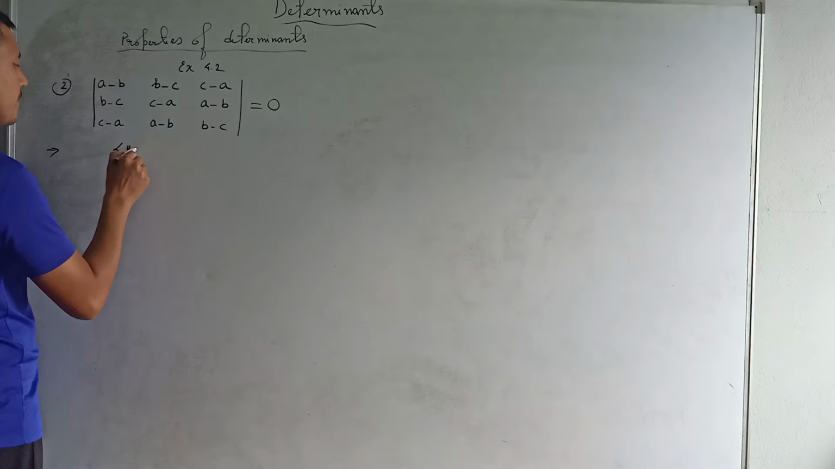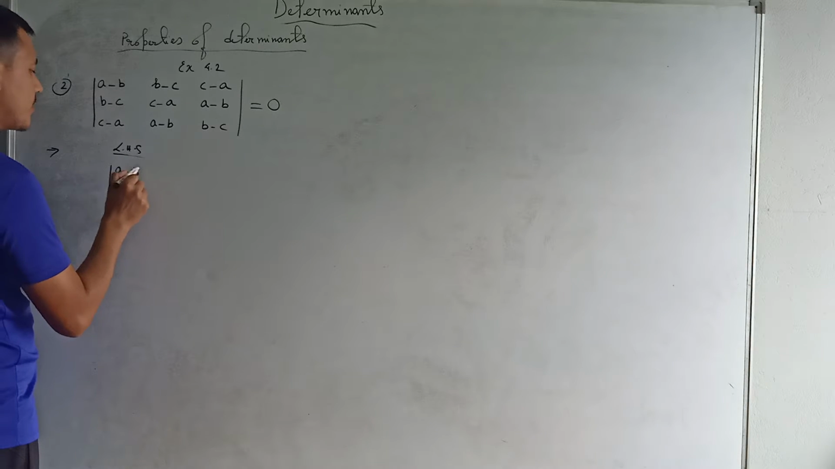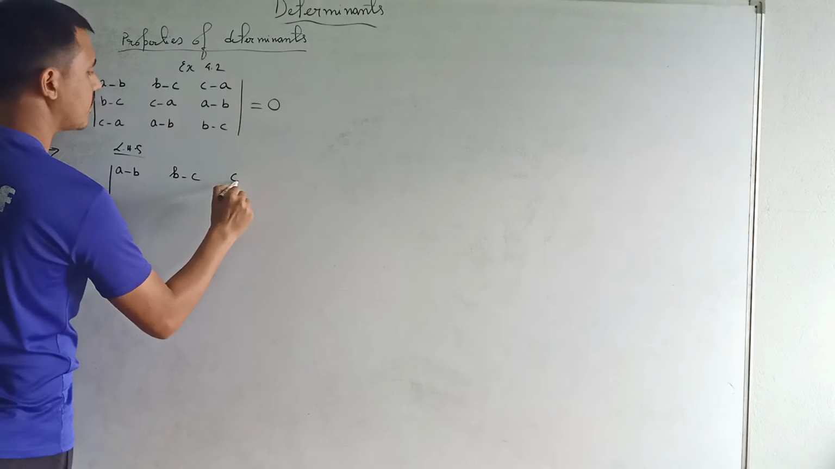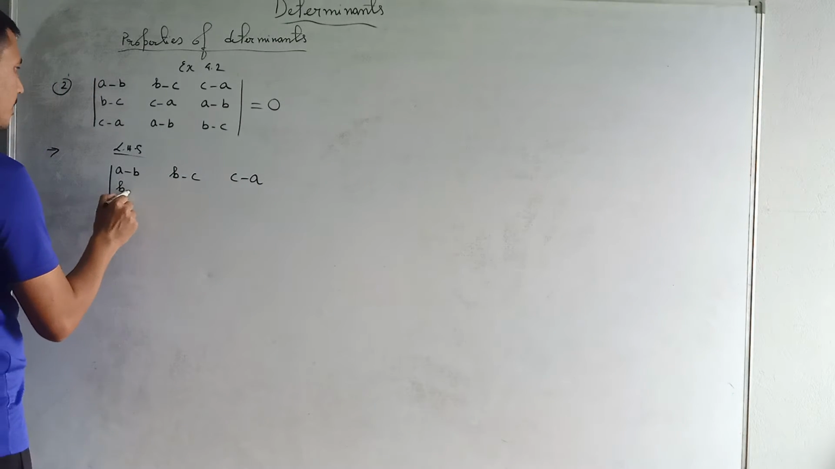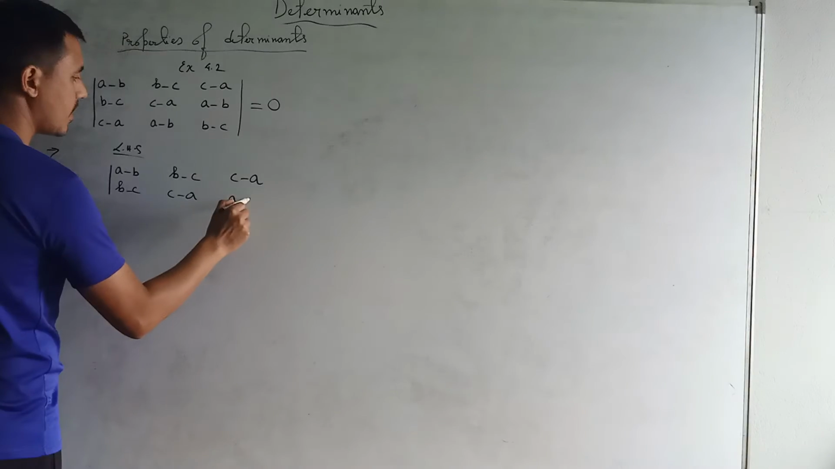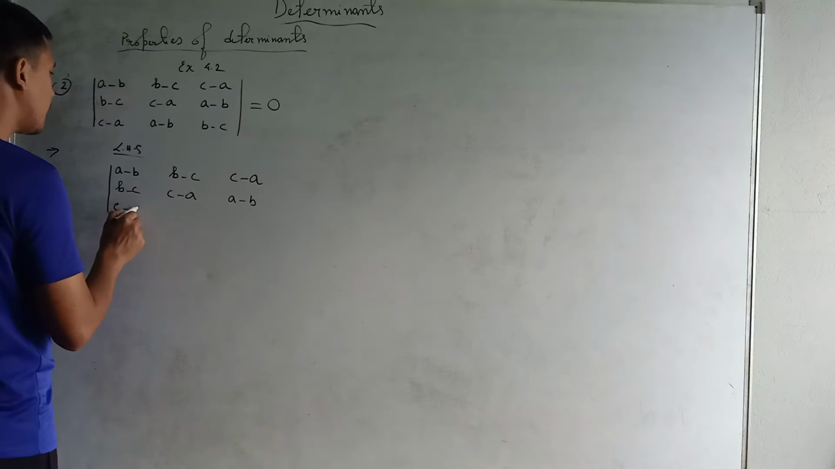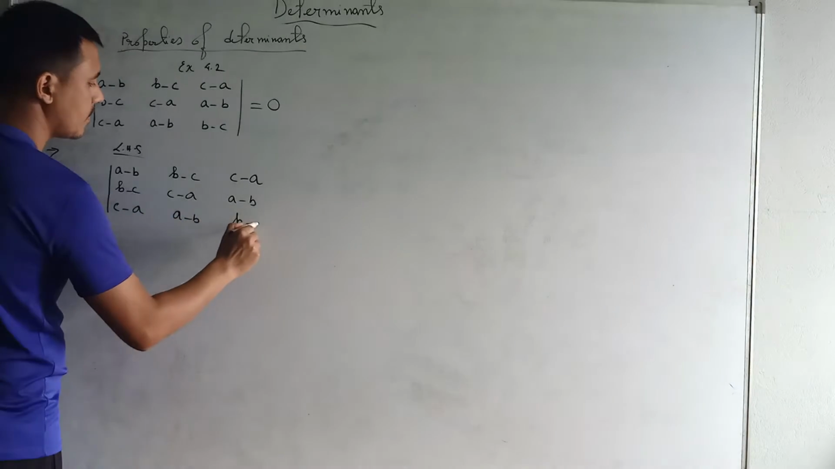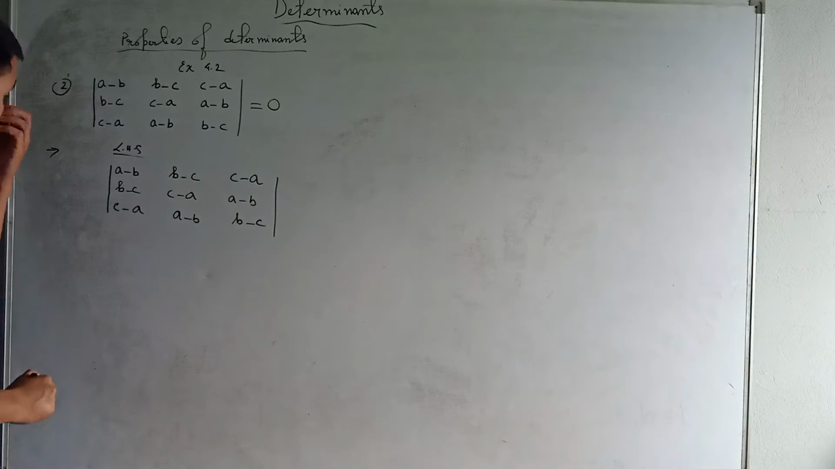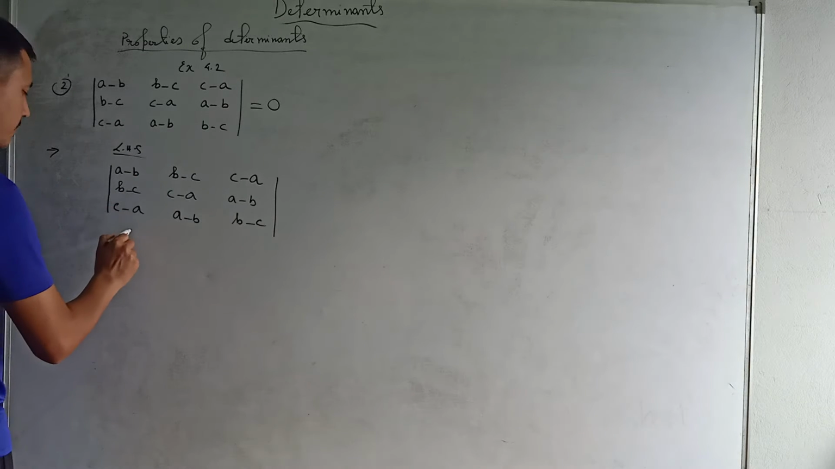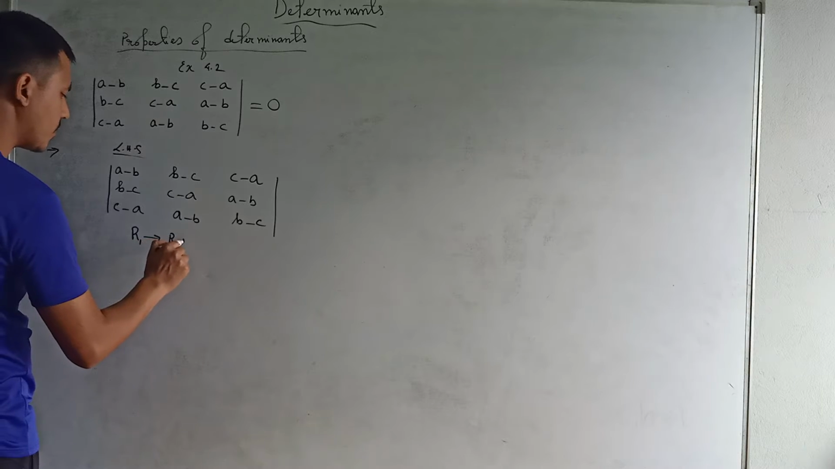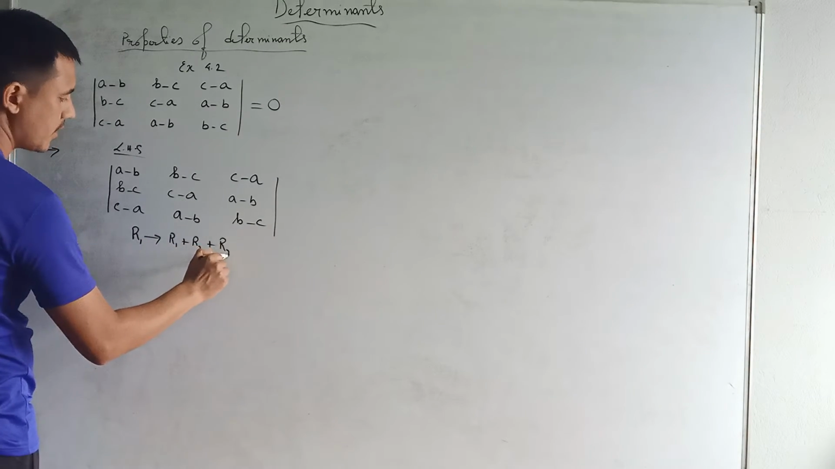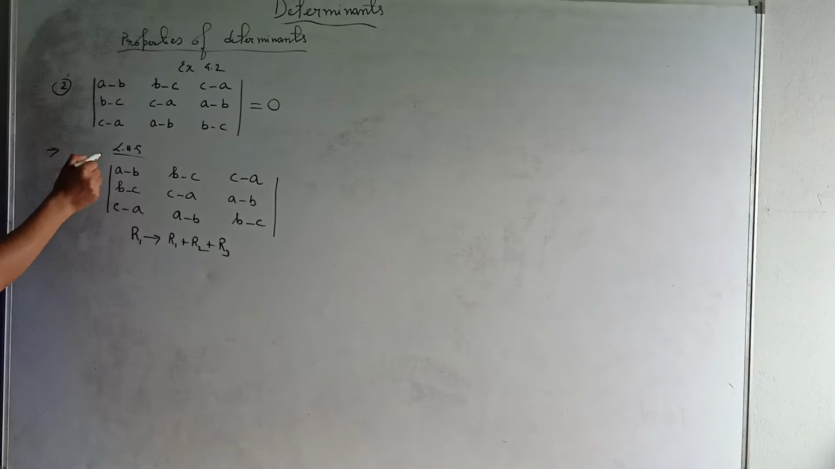So we start with the left hand side. A minus B, B minus C, C minus A; B minus C, C minus A, A minus B; C minus A, A minus B, B minus C. This is what we have. Now what I'm going to do is, to row 1, I'm going to add row 2 and row 3. Adding row 2 and row 3 to row 1.